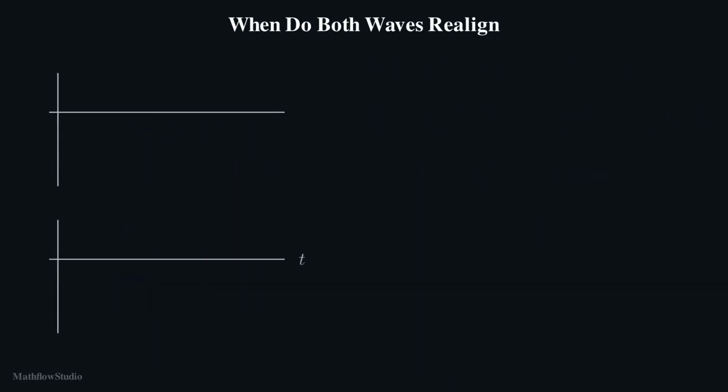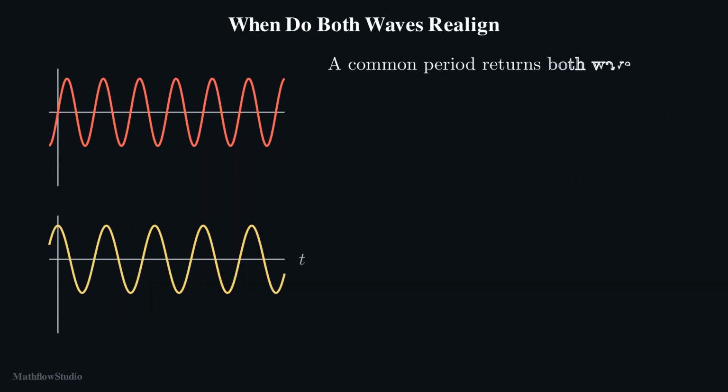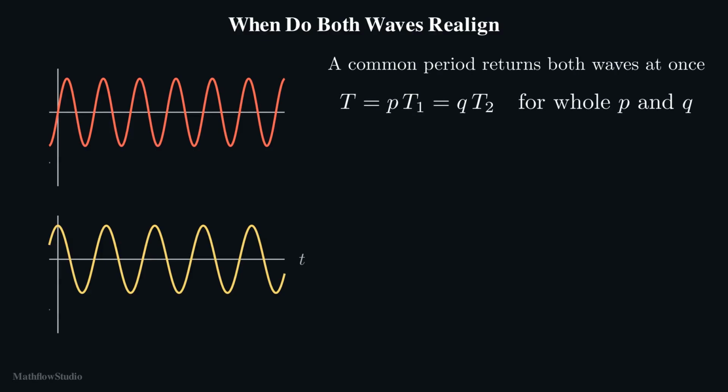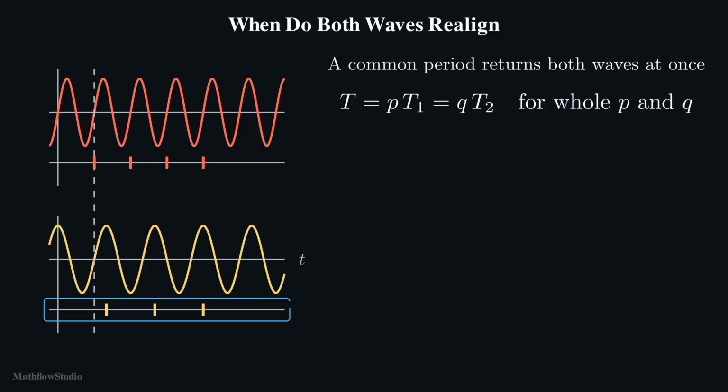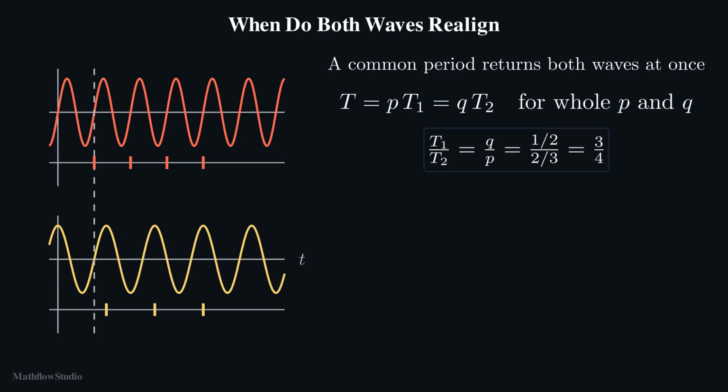A common period is a shift that returns both waves at the same instant. Such a shift has to be a whole number of periods of the first wave and a whole number of periods of the second. A shift of 1/2 meets a return of the first wave and falls between 2 returns of the second. The ratio of the 2 fundamental periods is 3/4, a fraction of whole numbers.